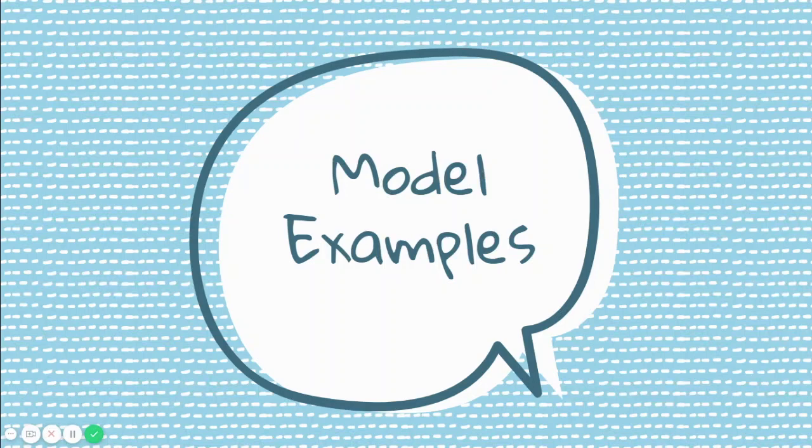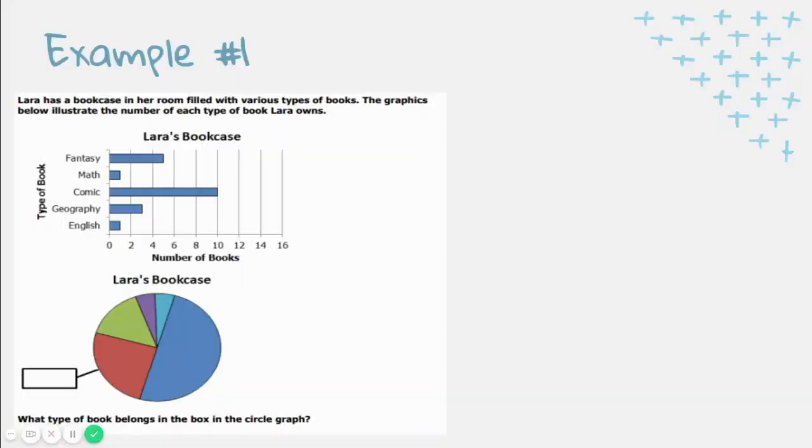All right, so we're going to continue with what we did yesterday, where we were working on comparing circle graphs with other types of graphs. So we're going to look at 2 examples today together, and then you all are going to work on 2 independently on your own. So here's example number 1.